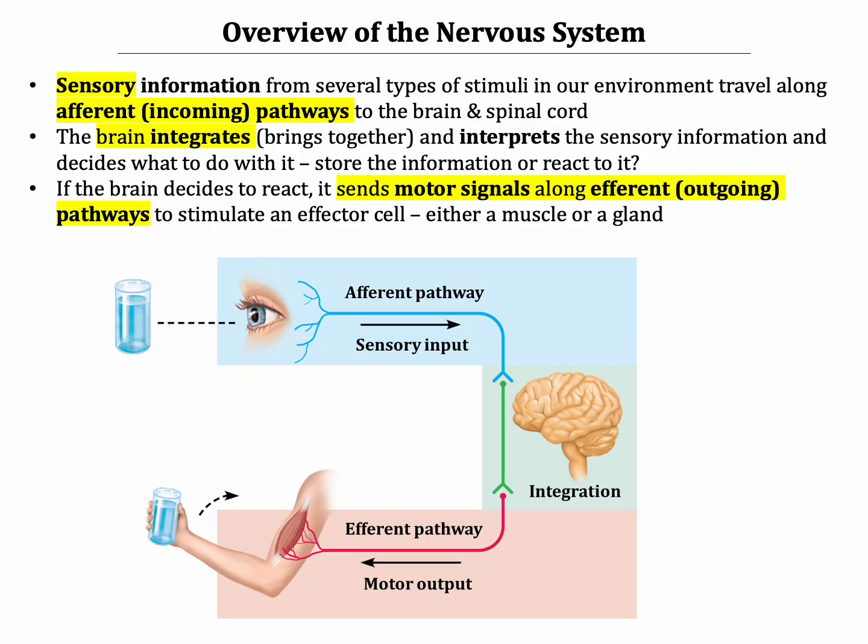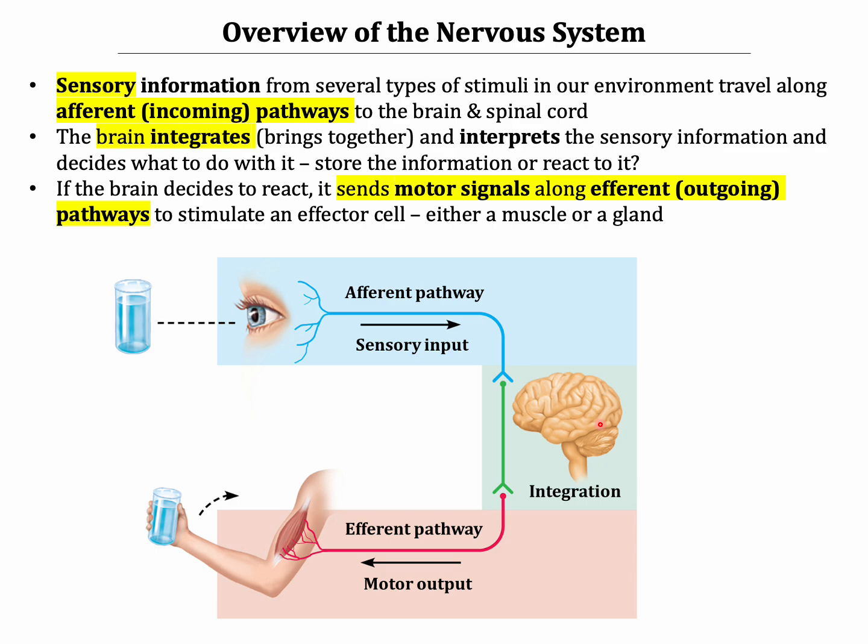First, I want to provide a general idea of how the nervous system functions, and it comes down to three key things: sensory input, integration, and then motor output. So we have many different sensory receptors all throughout our body that detect changes in our environment or are activated by stimuli in our environment. And when the receptors are stimulated, it creates action potentials or nerve impulses that travel along afferent pathways to the brain and spinal cord. Within the brain and spinal cord is where integration occurs. So it brings together information, it interprets sensory information, and decides what to do with it.